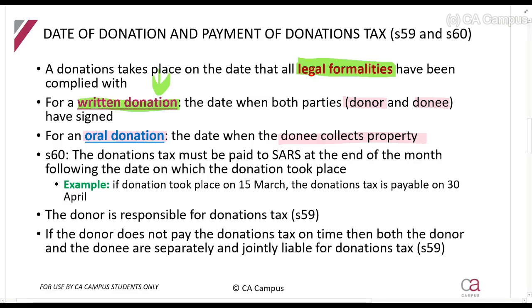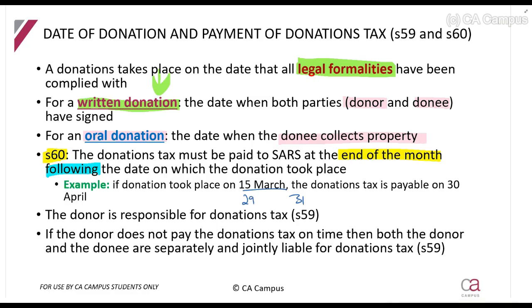Now, you need to then pay the donations tax to SARS. The donations tax is paid to SARS at the end of the month following the date on which the donation took place. So, if the donation took place on the 15th of March, next month, April, end of April. If the donation took place on the 29th of March, same thing. If it took place on the 31st of March, same thing. You always just go to the next month, the last date.